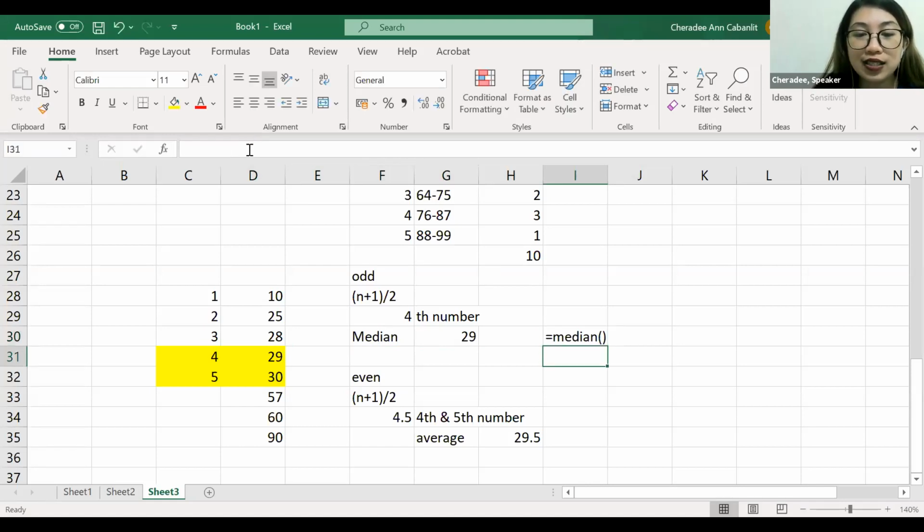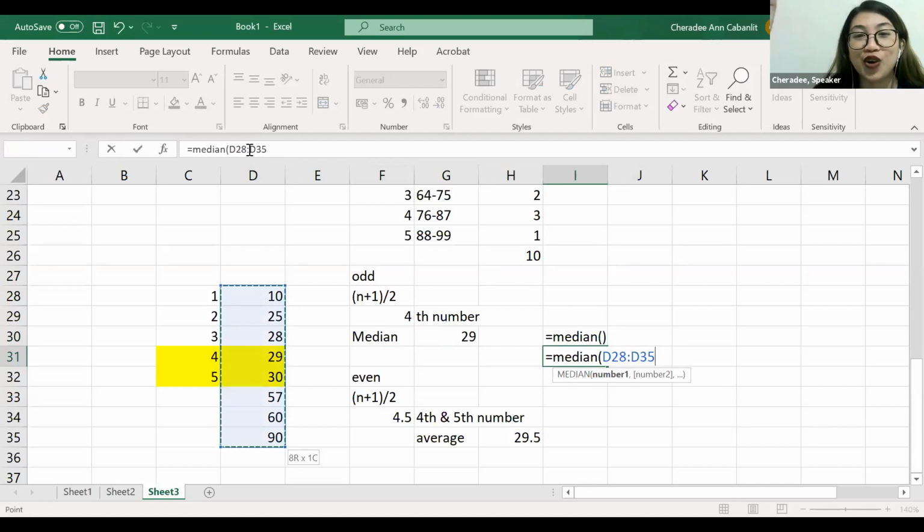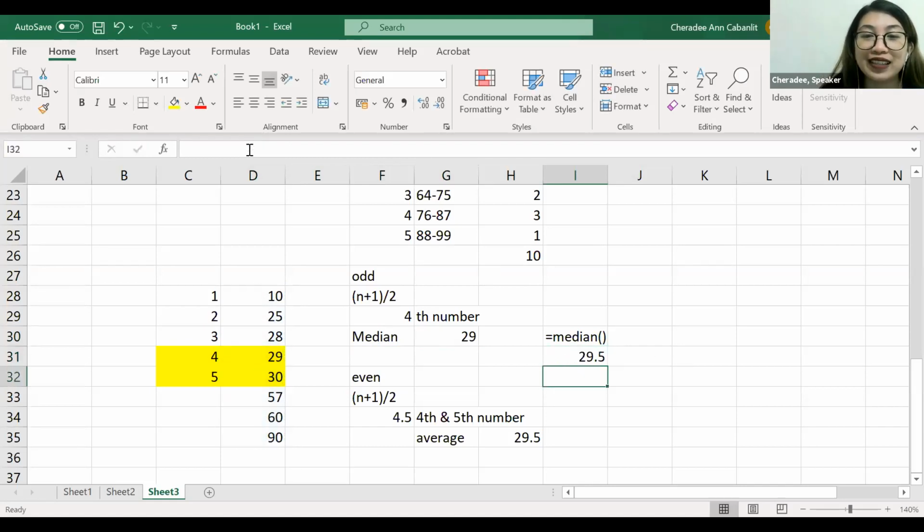So equals median. So if ever you have large numbers, like 100 or more, of course you cannot arrange, sort and count, right? It will take time. So just use equals median. Okay? And then, question, when do you use median? Or when does a business use median and not average?